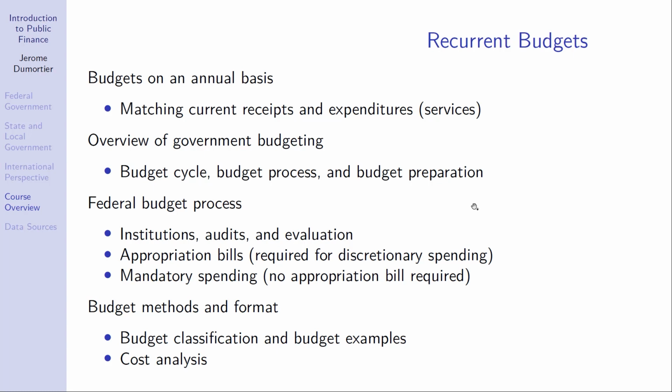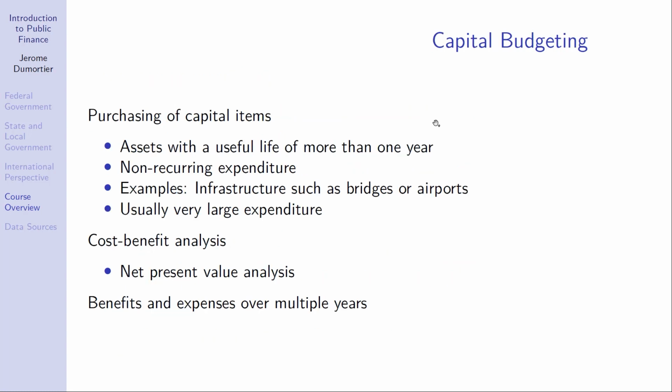Now here, recurrent budgets, I would like to come back to matching current receipts and expenditures. This is in difference to what are called capital budgets, where you have a large expenditure at the beginning and then you have the services over time. So for example, you can think about infrastructure investment such as bridges or airports. Those have usually a very long lifetime of more than 1 year.